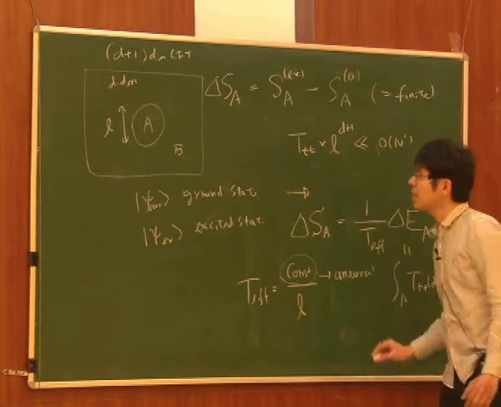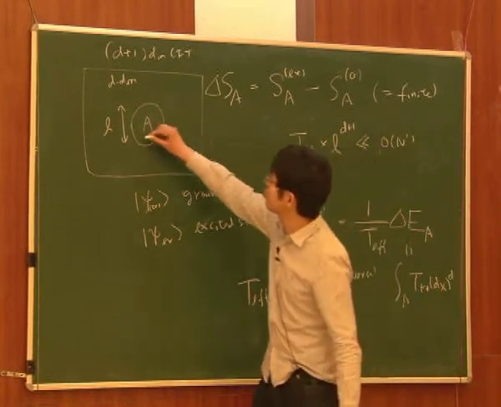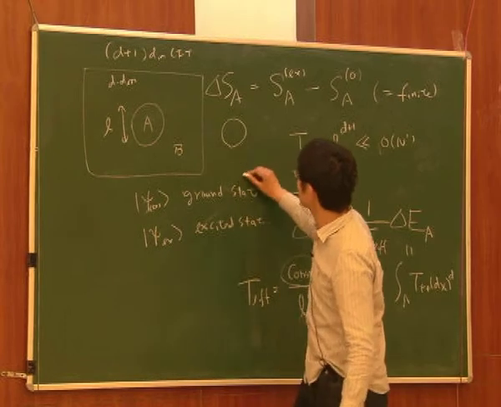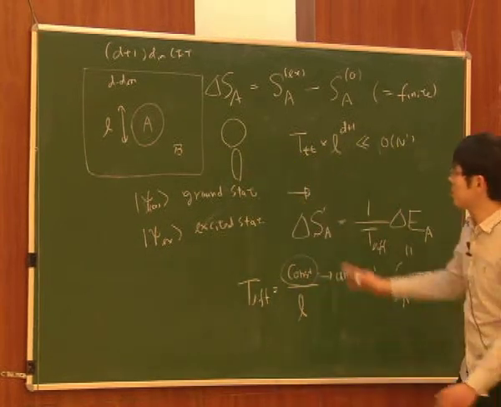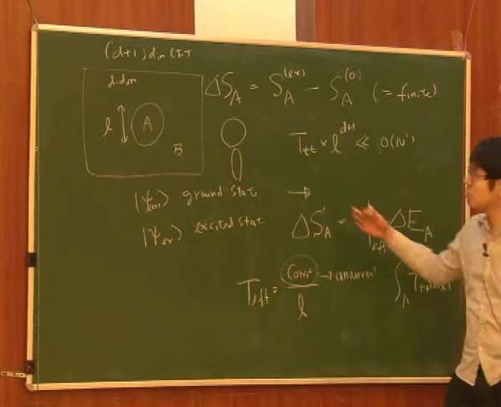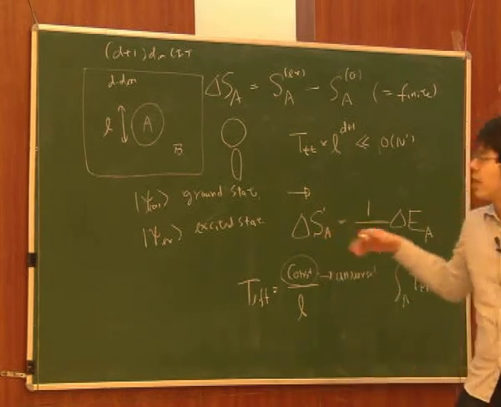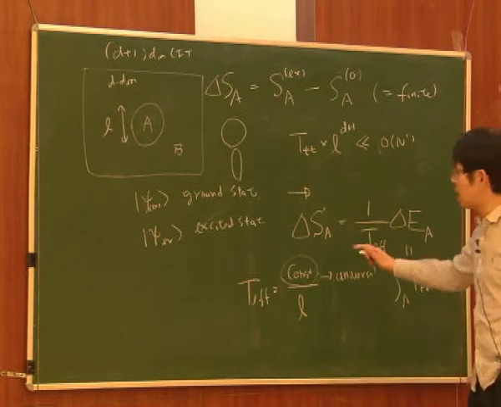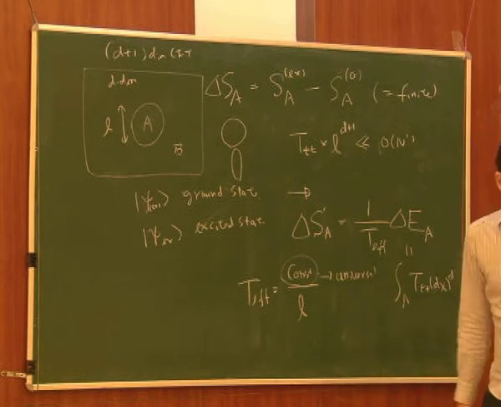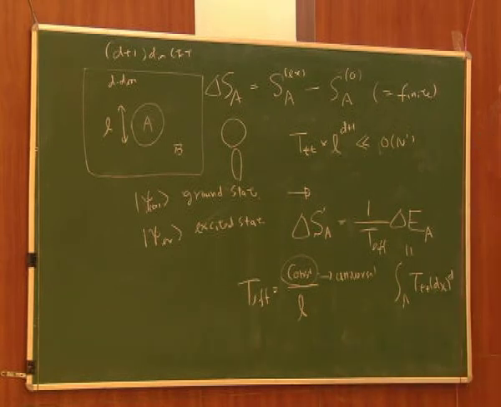This constant is universal in that it depends on the choice of the subsystem, maybe a disk or an ellipse, so on the shape of A, but it does not depend on the parameters of the theory, like the coupling constant or the rank of the gauge group. So in this sense, it is a rather universal result.